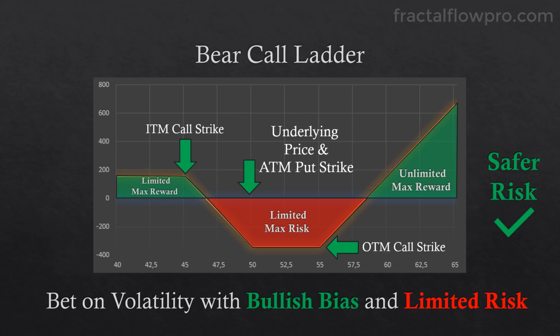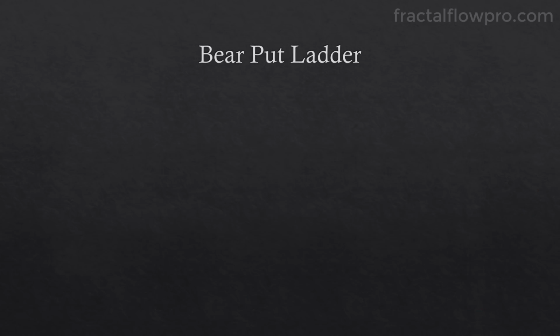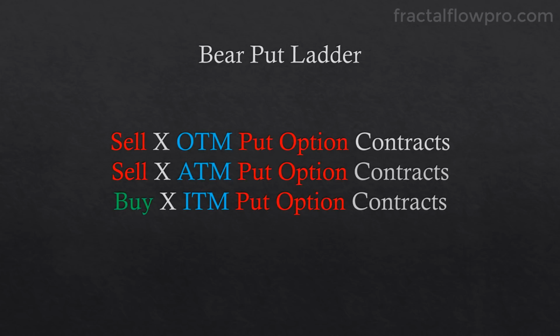Next we have the last ladder, which is called bear put ladder. This strategy consists in selling an X number of out-of-the-money put option contracts, selling an X number of at-the-money put option contracts, and buying an X number of in-the-money put option contracts.